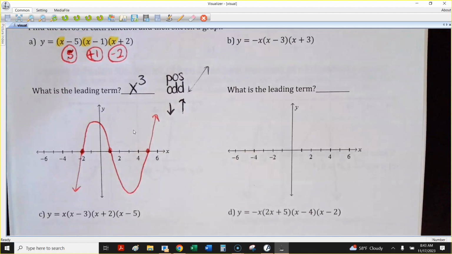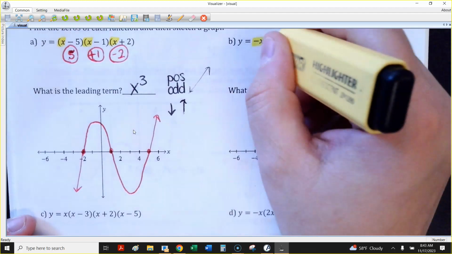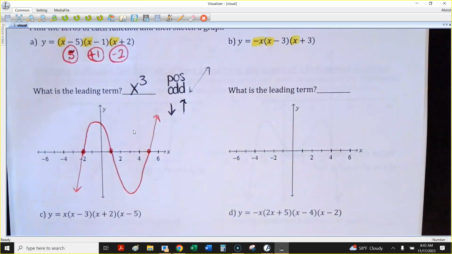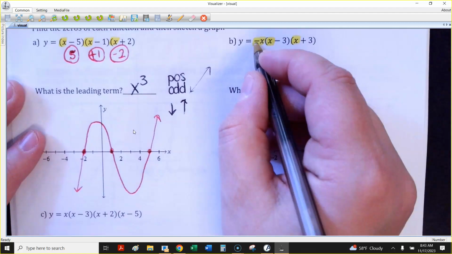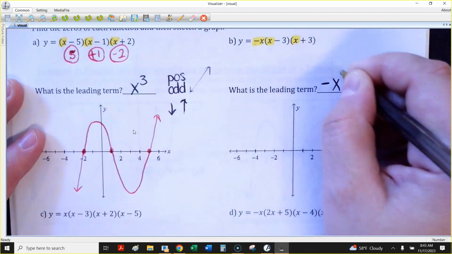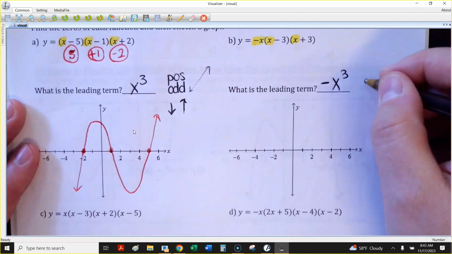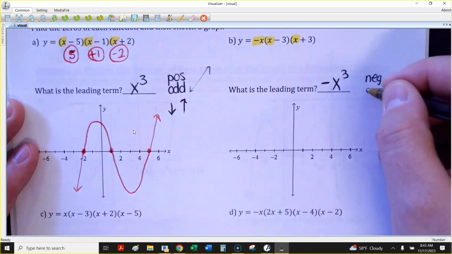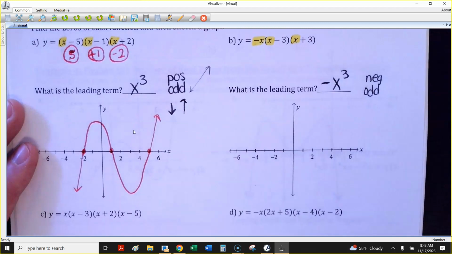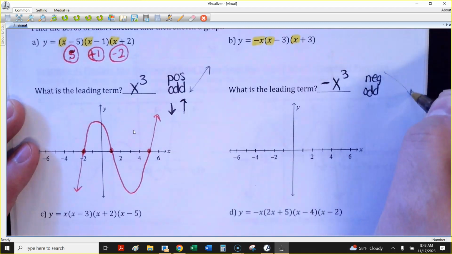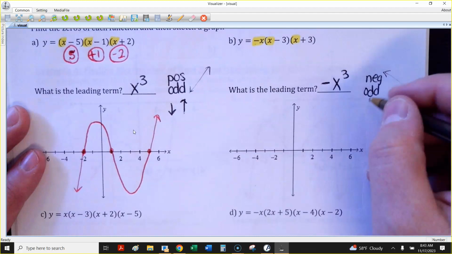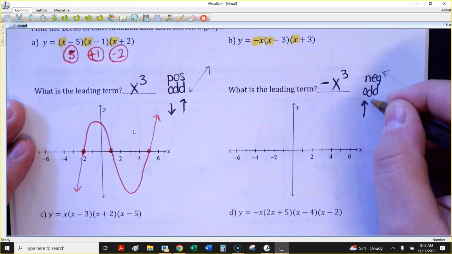Okay, if I multiplied out the -x times x minus 3 times x plus 3, can you tell me what the leading term would be if I wrote it in standard form, if I multiplied those 3 out? What do you think? Yes, so I've got -x times x, this would be -x cubed. Now, that little negative makes this negative, and the 3 makes it odd. Now, if you have negative and odd, that's going to look like a line with a negative slope. So that should go up at the beginning and down at the end.